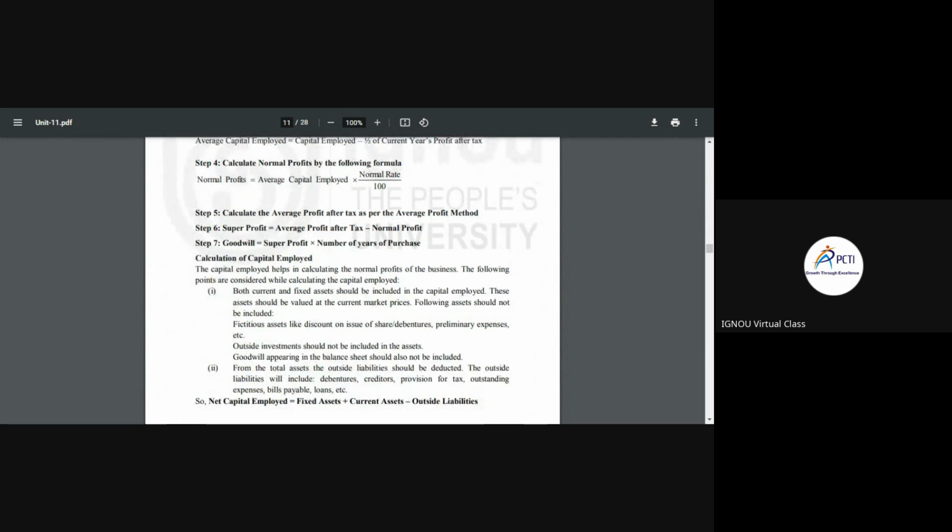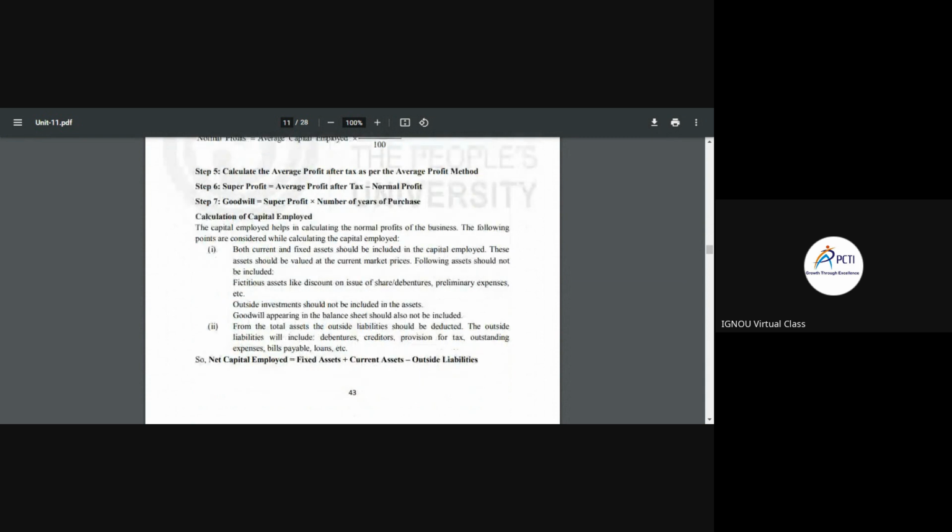Step 5, we need to calculate the average profit after tax as per the average profit method. In step 6, super profit is equal to average profit after tax minus normal profit. In step 7, goodwill is equal to super profit multiplied by number of years of purchase.